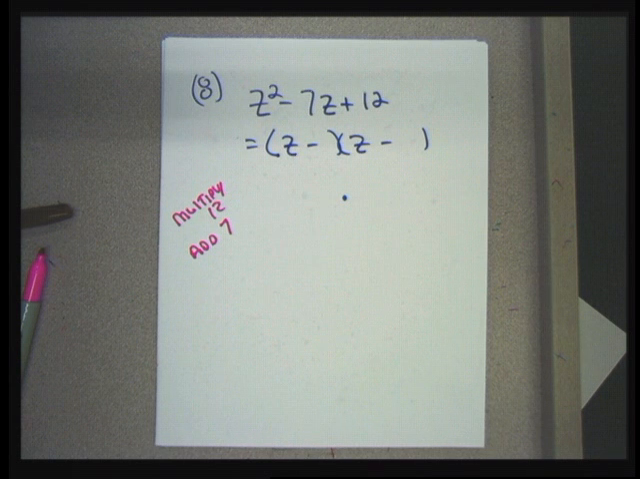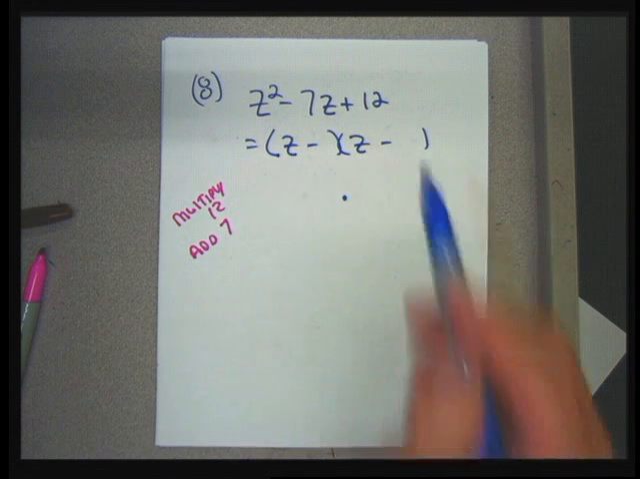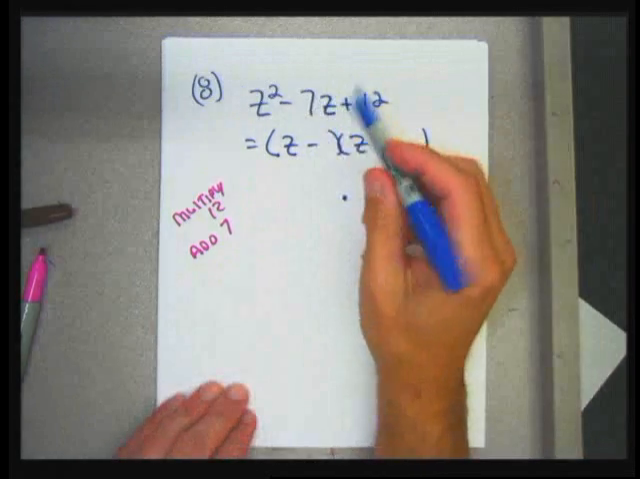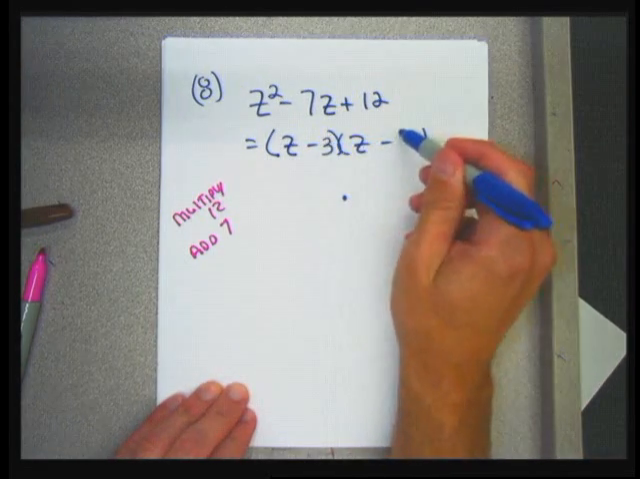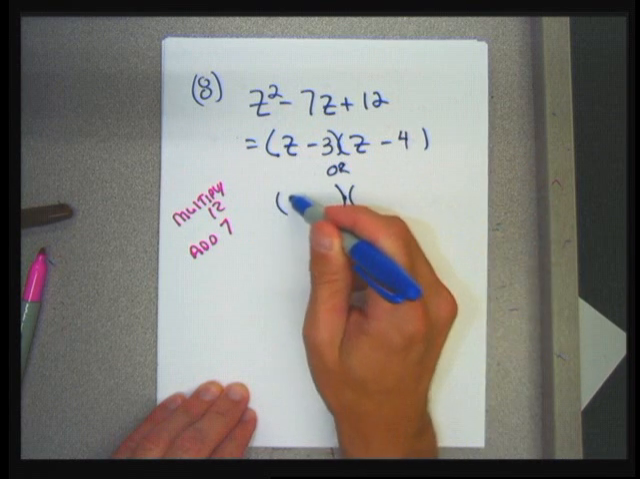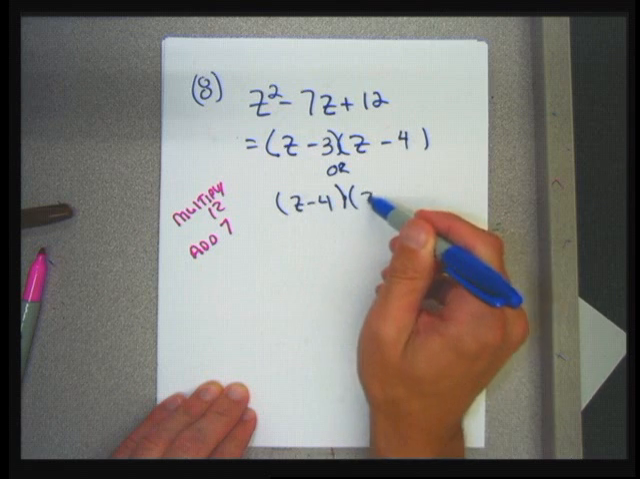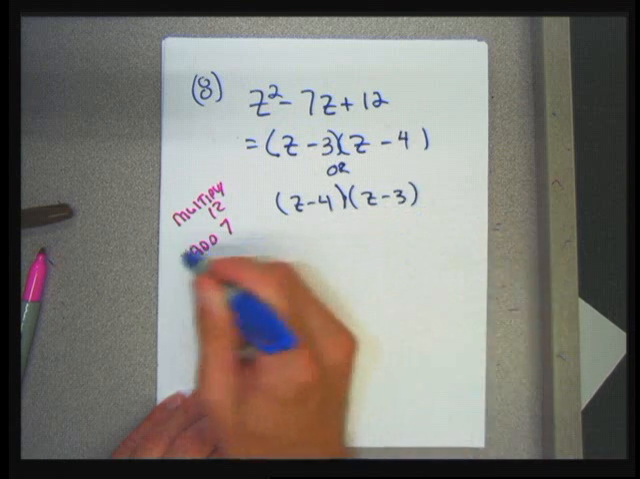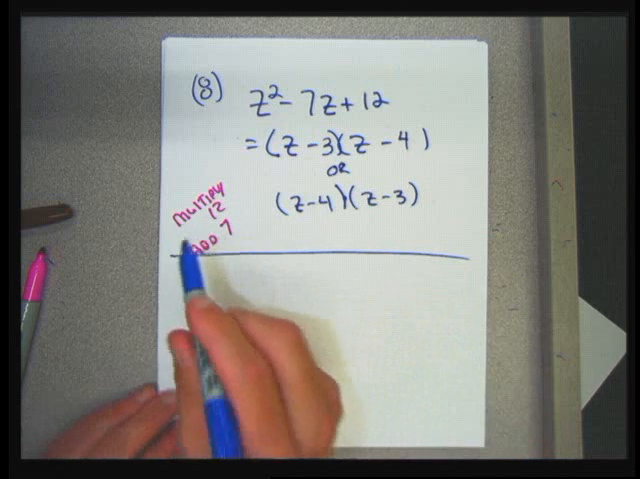Manuel, what'd you get? Yeah, I wrote it down. Okay. I'll give you a minute. So your lasts have to multiply to 12 and add to the middle number 7, and 4 and 3 is perfect because 4 times 3 is 12 and 4 plus 3 is 7. And it's just as correct to write z minus 4 times z minus 3 as it is z minus 3 times z minus 4. Both of those are perfectly correct.